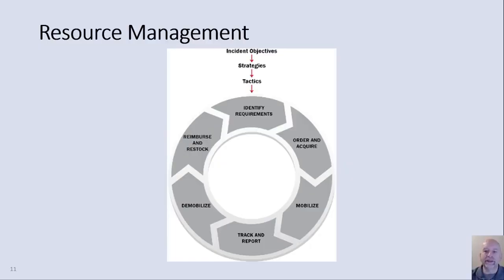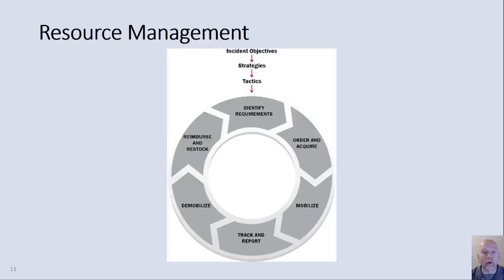So here we see the resource management process, which includes methods to identify, order, mobilize, track, demobilize, and reimburse and restock resources during and after an incident. So the first thing we need to do is have the incident objectives, strategies, and tactics defined by incident command. Once that is complete, incident command will identify requirements and resources that are necessary to get the job done. Once the needs are identified, resources are ordered and requested.